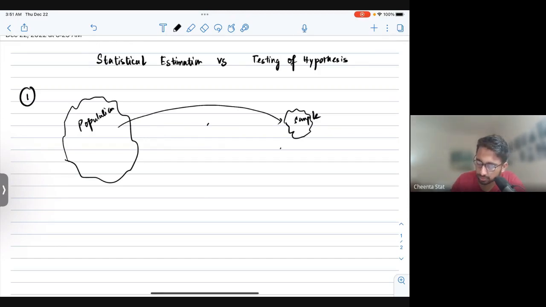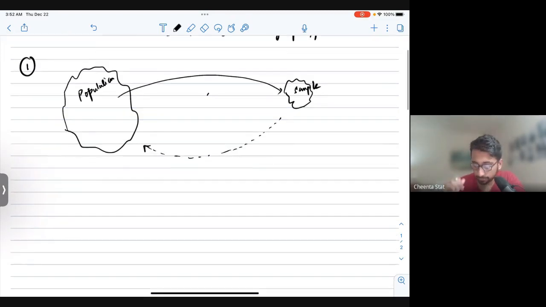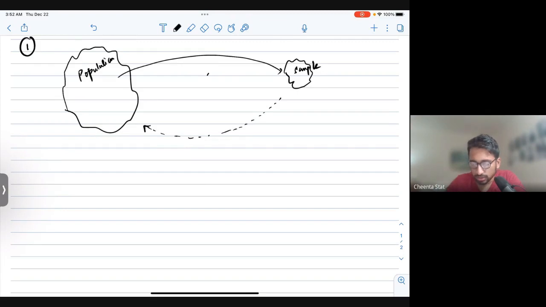From the sample, you try to understand properties about this population. That's the whole goal. In one of the previous videos, I discussed inductive reasoning and deductive reasoning. Deductive reasoning will only infer about samples from the population, but we are using the inductive reasoning way, that is, we're using a sample to infer about a population. So, how can we do that?